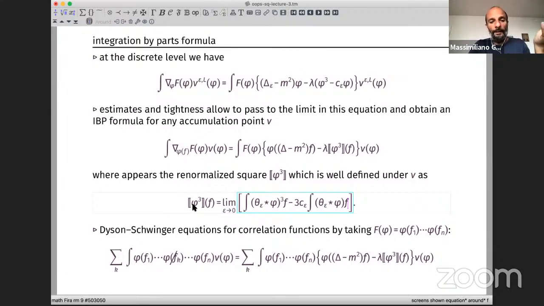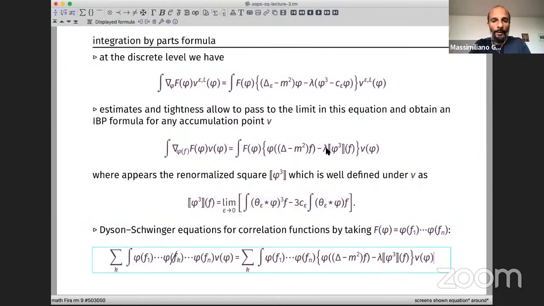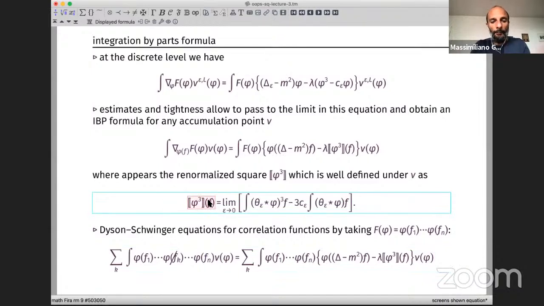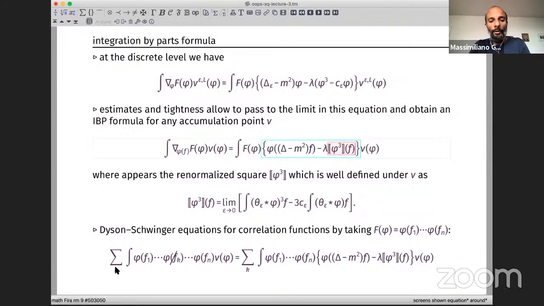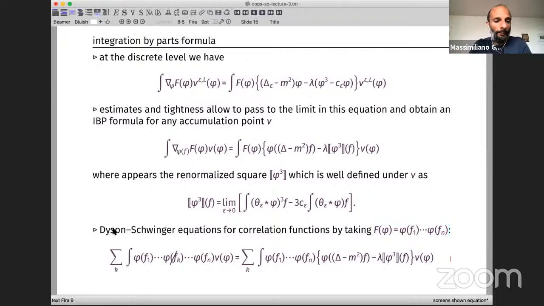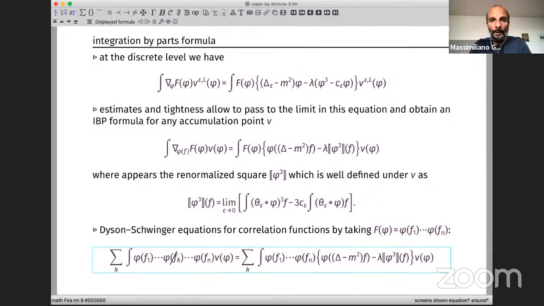You see, this is a probabilistic result related to the measure nu, that under nu this limit exists in probability and in some L^p, in some very nice sense, so that you can make sense of this random variable under nu. Then this random variable appears in the integration by parts formula, and this gives rise to relations between correlation functions. You take this functional to be just a polynomial of the field tested with various test functions, and then you can use it to derive what are called Dyson-Schwinger equations.